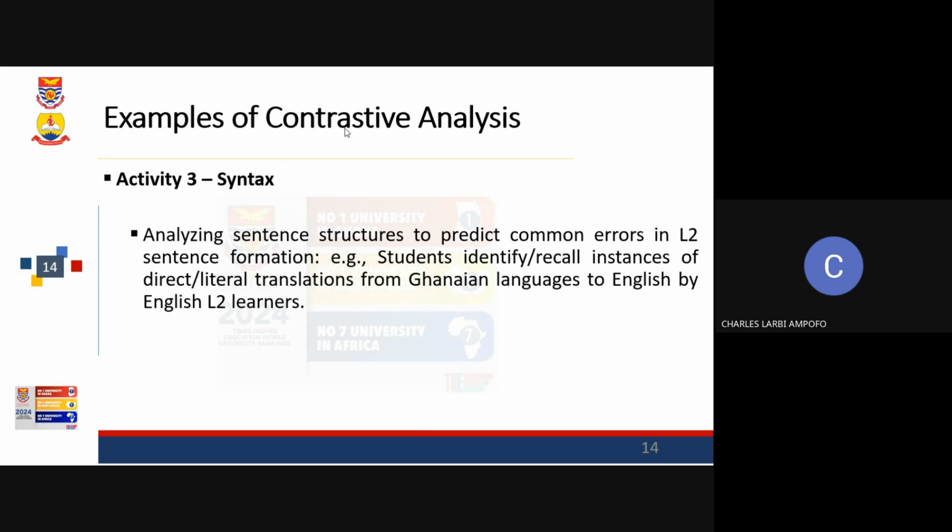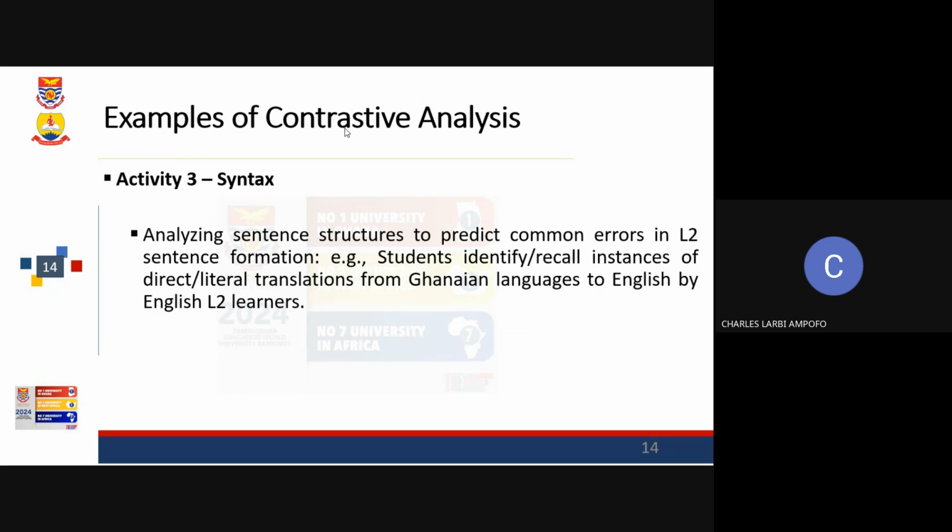So students identify or recall instances of direct or literal translation from Ghanaian languages to English by English L2 learners. So for example, sometimes people use certain words, let's say cat, in Twi or Fanti or whatever. I mean the Akan language, that's the Twi dialect. Cat means what? Tra. All right.